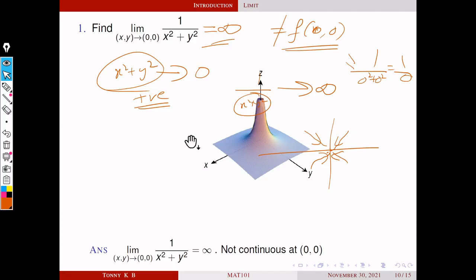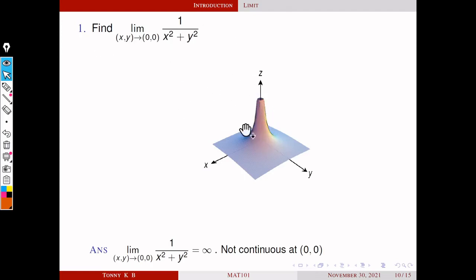Okay, so here the limit is infinite. Actually, infinity is not a number. It means very, very big. That's all. Infinity is not a number, so it is not continuous at (0, 0). Actually, this is the shape of the graph of this surface. It is almost like this. Whenever (x, y) tends to (0, 0), its function value becomes very large. Anyway, there is a gap at (0, 0) because this function is not defined at (0, 0).